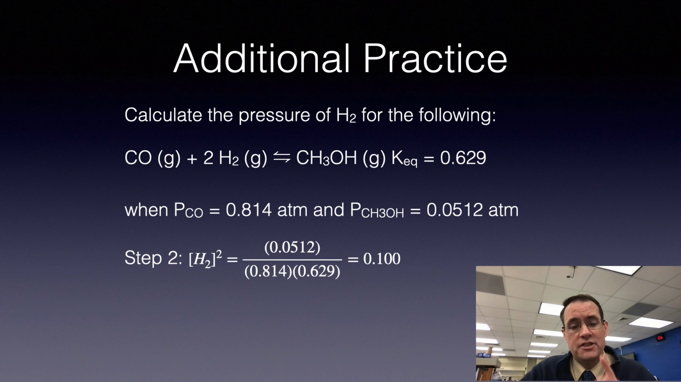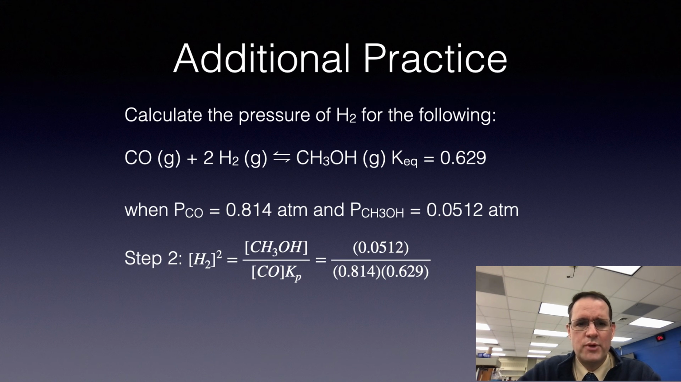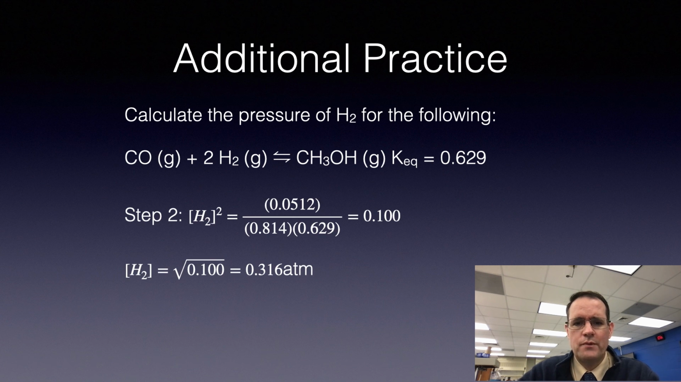Now, this is not hydrogen, it's hydrogen squared. So don't forget to take the square root of the hydrogen pressure, so we get 0.316, okay? And that's going to be in units of atmospheres, because in the very beginning of the problem, we had atmospheres for the chemicals, okay?